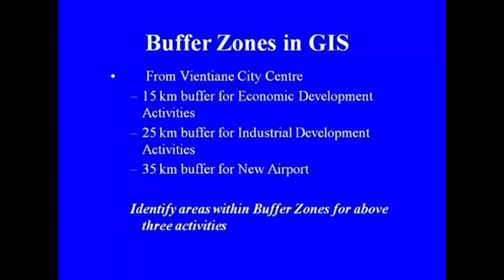With this information, we now proceed towards modeling in GIS for identification of areas of development. So, first of all, we look at the buffer zones that we have created. From Wenchang city center, a 15-kilometer buffer for economic development activities, a 25-kilometer buffer for industrial developmental activities, and a 35-kilometer buffer for a new airport. That is, within this particular region, the areas for development would be identified for the above 3 activities as per the scope of the study.